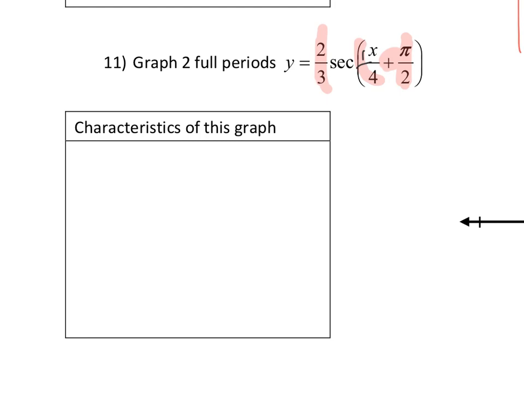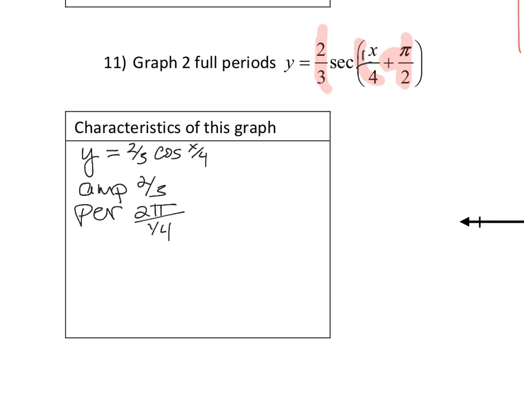Okay, so we have underlying function first. We're going to graph y equals 2/3 cosine x over 4. That's what we're going to graph first. Sorry, I'm having bad allergies. Okay, so my amplitude is 2/3. My period is 2 pi over 1/4. So I flip and multiply, I end up with a period of 8 pi. Pretty big.